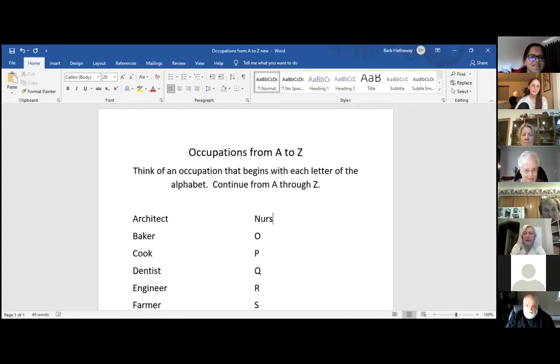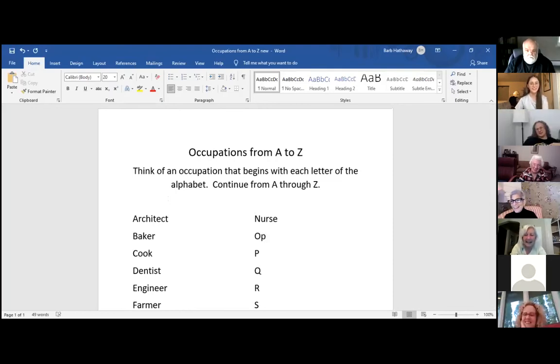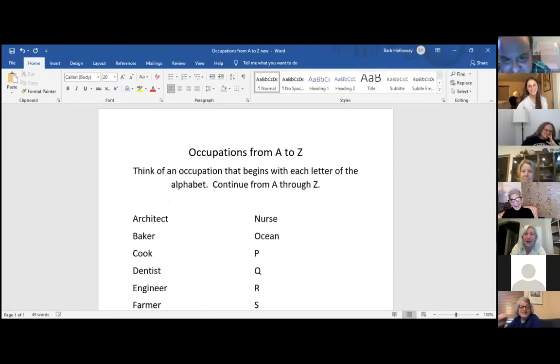Okay, good. Anything else you can think of for N? Most people say nurse. Neurologist. A neurologist. Okay, that's good too. How about O? Ophthalmologist. Obstetrician. Officer. People always say this and I can't spell it. What else did we have? Operator. Oceanographer. All right, oceanographer. Oh, that's a good one.